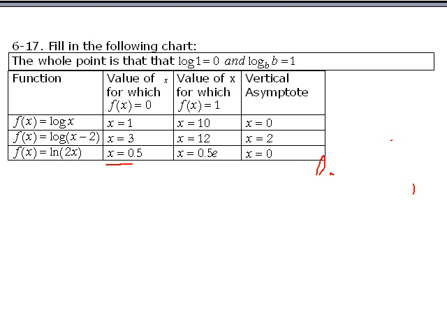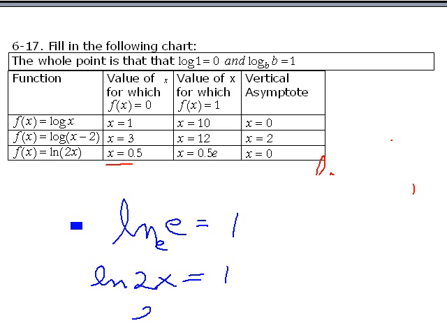Now the natural log is really to the base e. So when its argument is e, then it's going to be 1. So when I take the ln of 2x equal to 1, that will happen when 2x is equal to e, or when x is equal to e over 2.